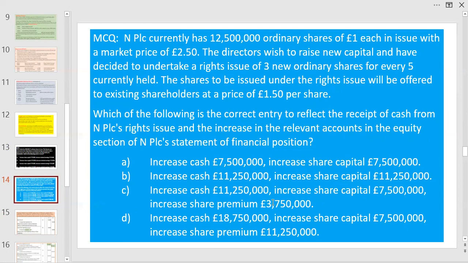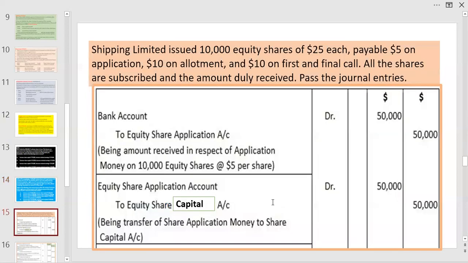Okay, the next question is Shipping Limited issued 10,000 equity shares, that is ordinary shares of 25 each, payable 5 on application, 10 on allotment and 10 on first and final call. All the shares are subscribed and the amount duly received. Pass the journal entries. 1. When application monies are received, bank account debit, application account credit. When decided to issue, application account is debited, share capital account is credited at 5 each per share.